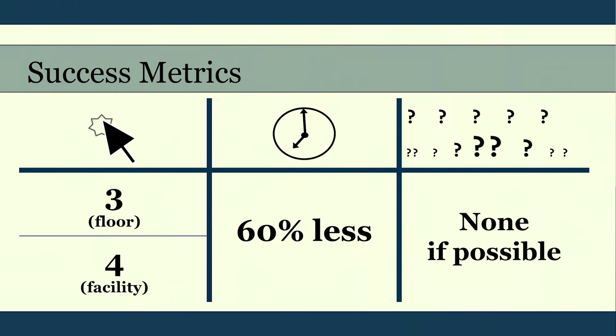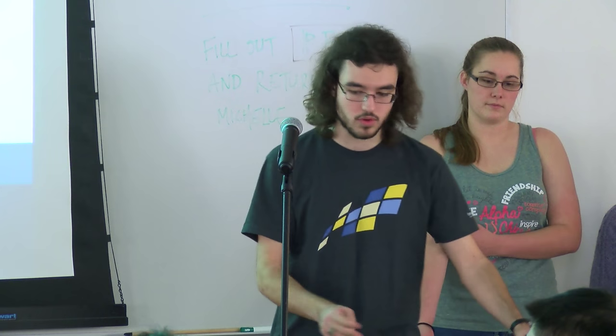As far as our success metrics go, we had three main criteria we were looking at. One is the number of clicks it takes to access the information, second is how long it actually takes to get the information Chris is interested in, and finally, the amount of uncertainty that he's left with after using the application to get all of the information.